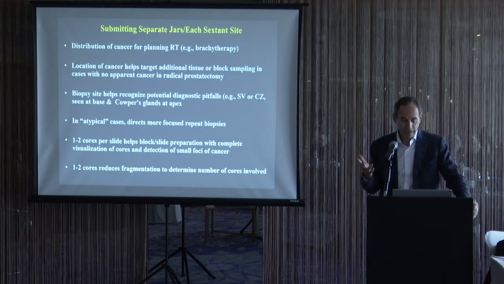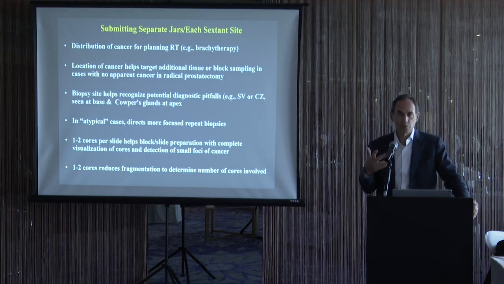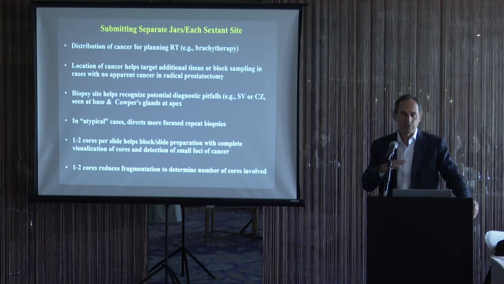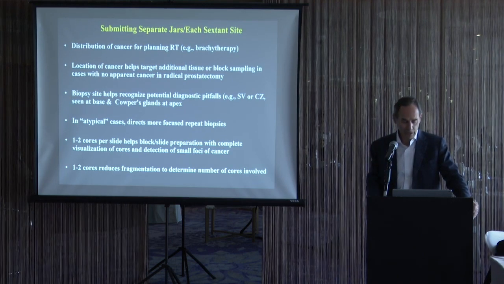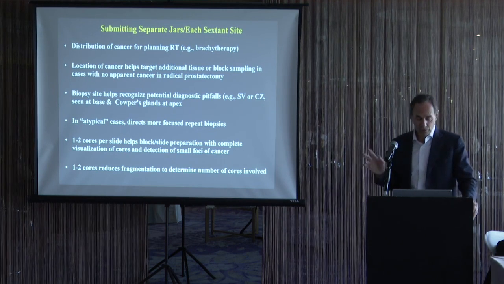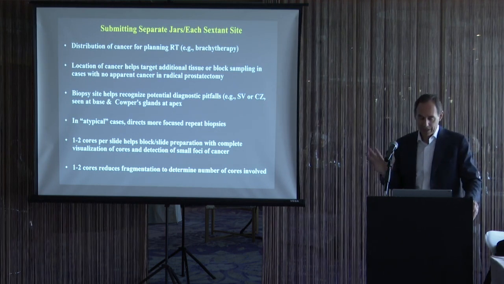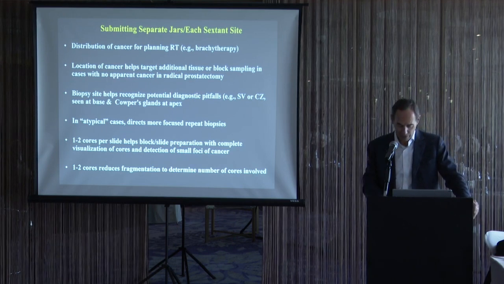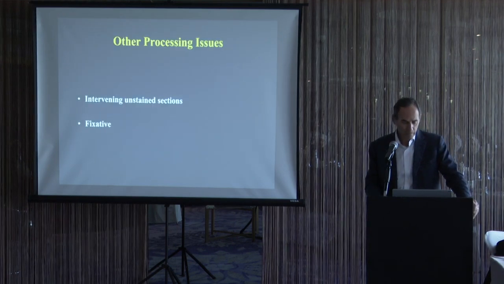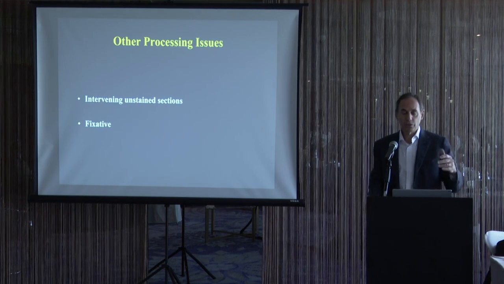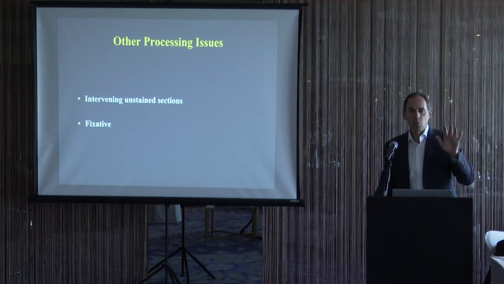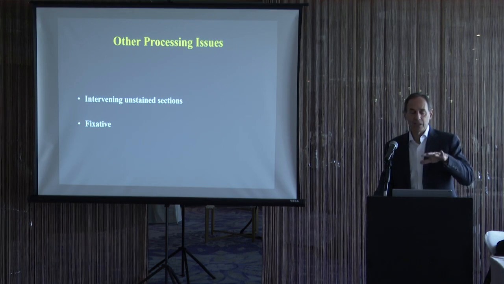And I'll talk briefly at the end about when you have something atypical, suspicious for cancer. Again, it helps urologists to know where that atypical focus is to redirect their biopsies. As I showed, if you just have 1 to 2 cores per slide, that helps for better visualization of the core and reduces fragmentation. At Hopkins, what we do is we stain slides 2, 4, and 6, and we keep 1, 3, 5, and 7 unstained.